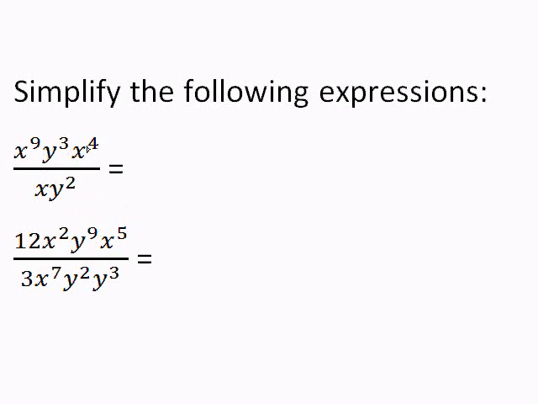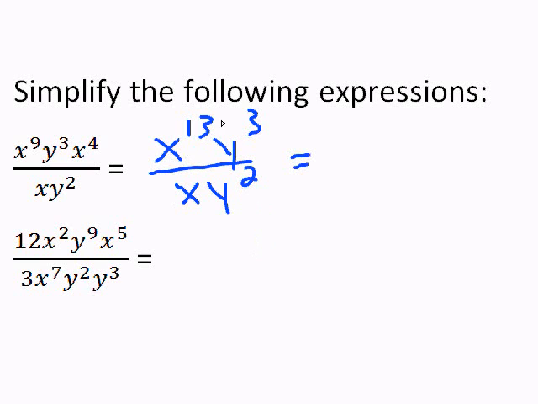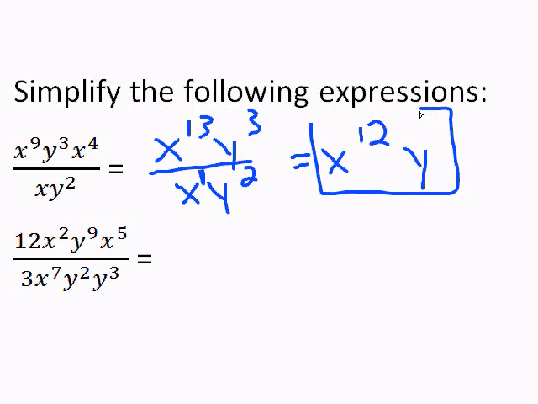For the first one, remember that you simplify the tops first. So it gives us x to the 9th times x to the 4th. 9 plus 4 is 13. Y to the 3rd. Over x y squared. Then we can apply the division rule. 13 minus 1 is 12. 3 minus 2 is y to the 1st, or just y. Again, you do not need to write an exponent of 1.